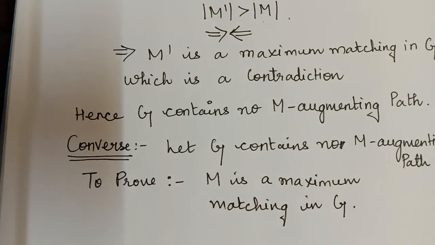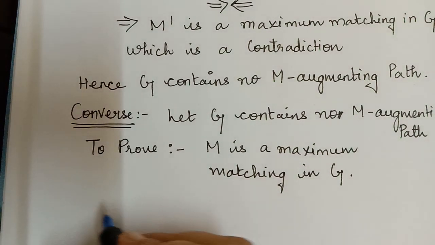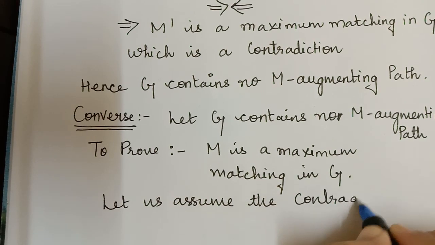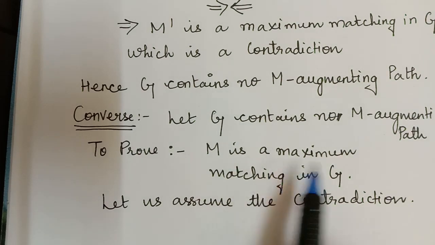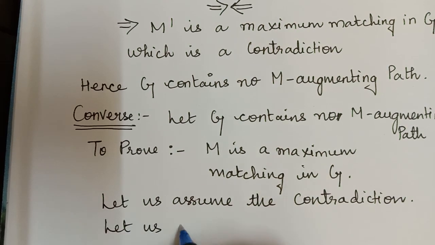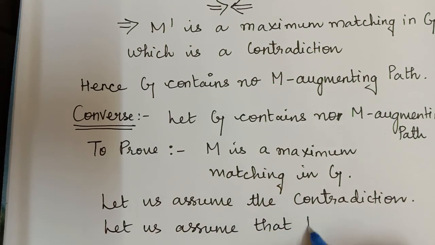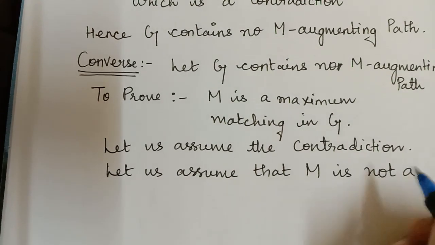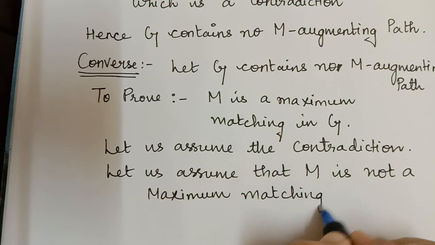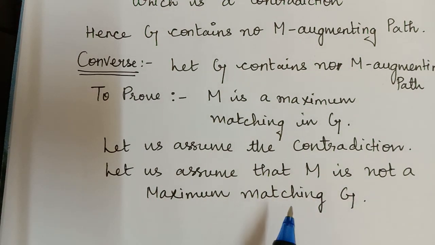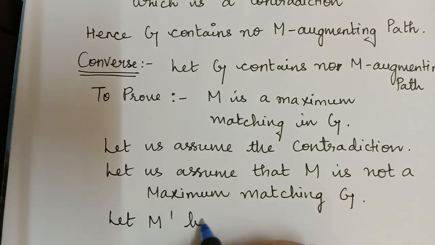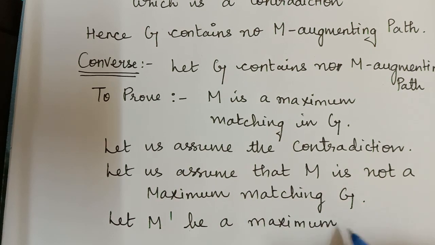So let us see the proof now. Now again we are going to prove it by the method of contradiction. So let us assume the contradiction. What contradiction we are going to assume is, we have to prove that M is a maximum matching in G. So let us assume that M is not a maximum matching in G. So if M is not a maximum matching, then there will be some M dash which will be a maximum matching. So let M dash be a maximum matching in G.